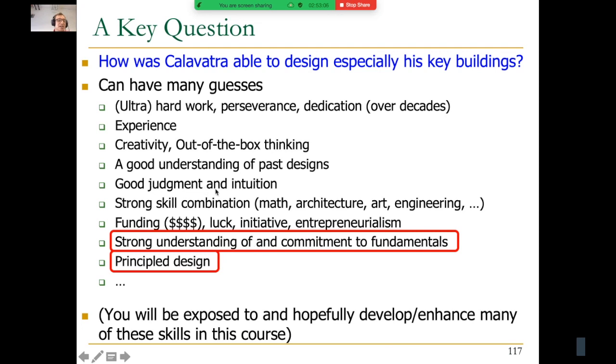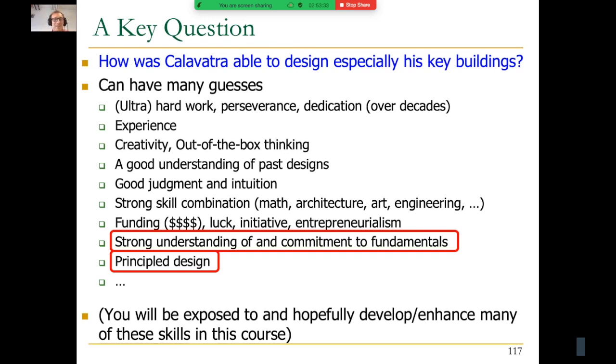I think good judgment and intuition is very important because not everything in architecture is science; some of it is art. How do you actually guess what's going to happen 10 years down the road? Some of the things that you design are going to be executed 10 years down the road. Now, some of it can be science because you can do modeling and prediction, but not all of it can be science because you don't know exactly what will happen.